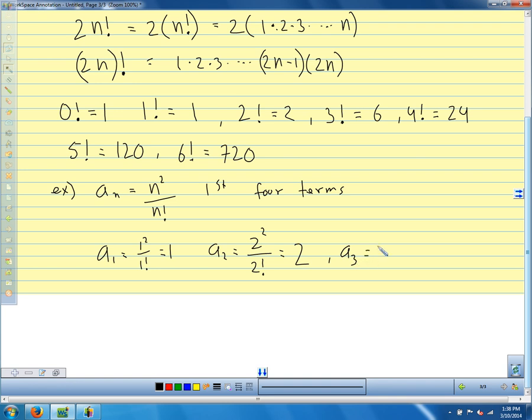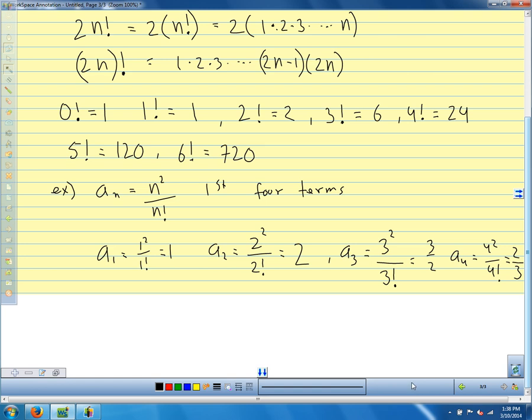A sub 3: 3 squared over 3 factorial. What does that come out to? It's 9 over 6, which reduces to 3 halves. And then a sub 4 is 4 squared over 4 factorial, 16 over 24, which reduces to 2/3.